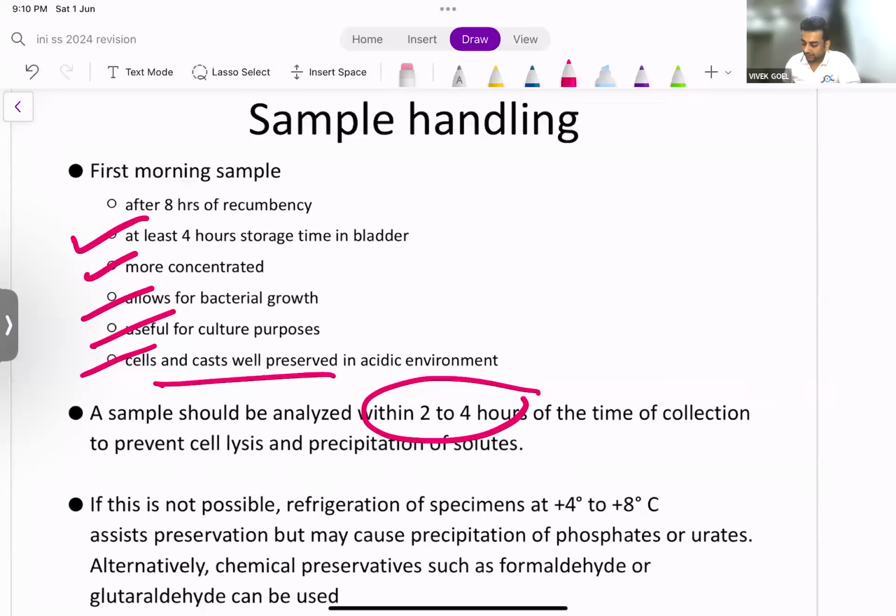If this is not possible, refrigerate the specimen between +4 to +8 degrees Celsius, because this will assist in preservation. But there may be precipitation of phosphates or urates. Okay.